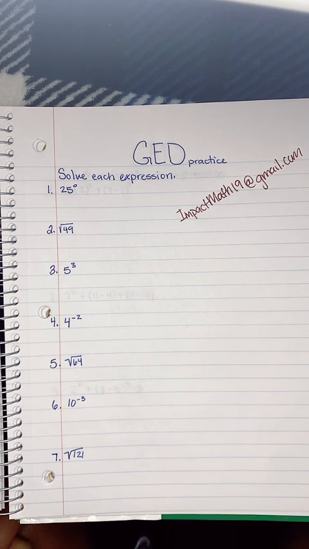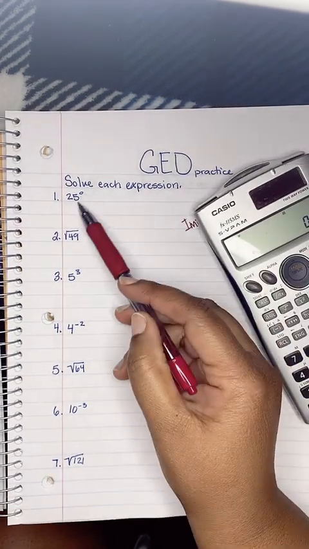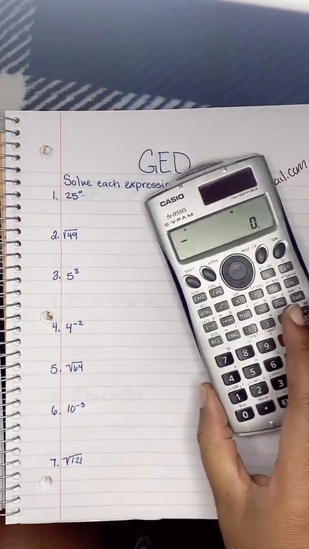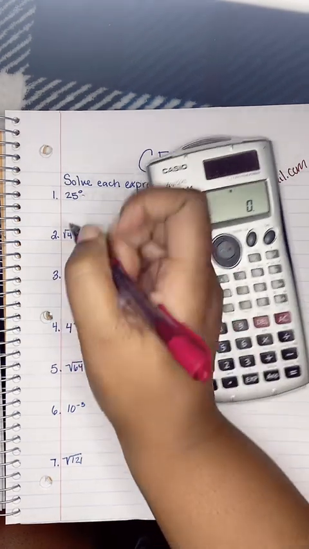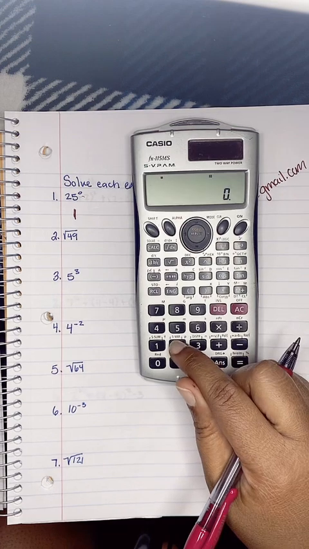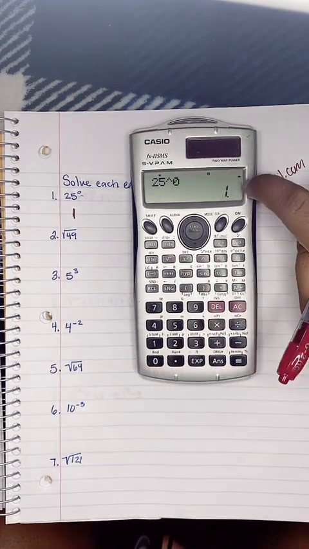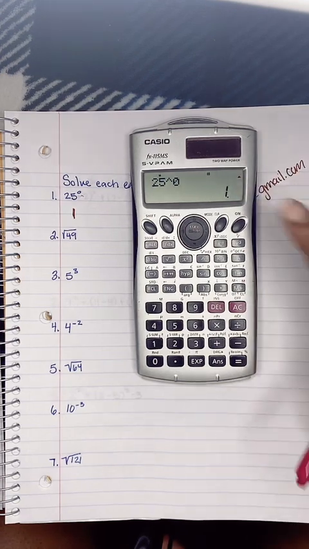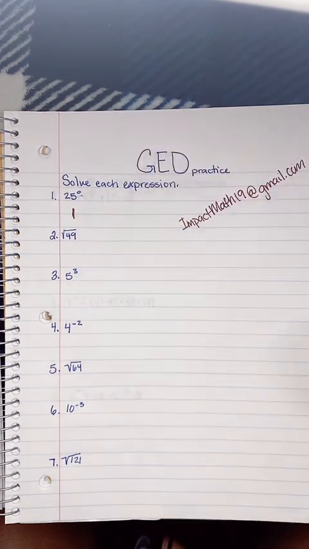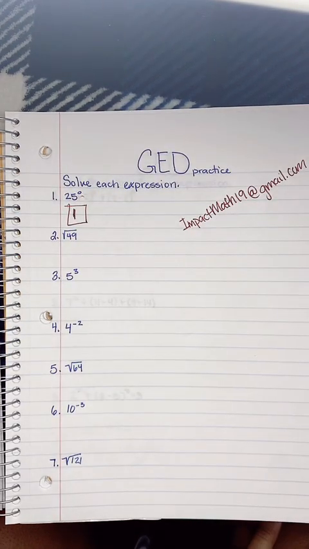0. Ooh, 1, 1? Okay. So this is like the trickery, because so many people want to say 0, but it's never, ever 0. It's always 1. And that's just something you have to have memorized. 25 to the 0 power, anything to the 0 power, is always going to be 1.